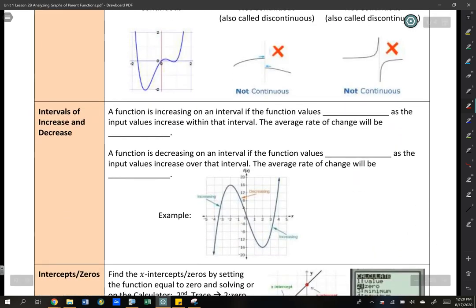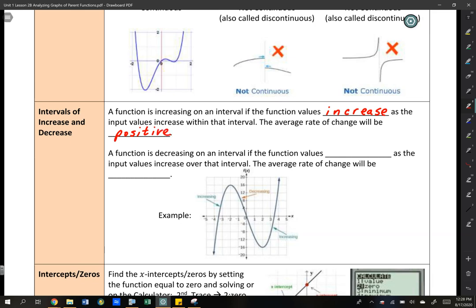Next up is intervals of increase and decrease. A function is increasing on an interval if the function values increase as the input values increase within that interval. The average rate of change will be positive. So the slope, right, the average rate of change will be positive.